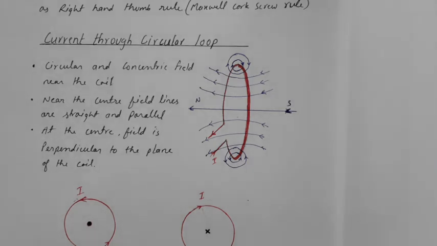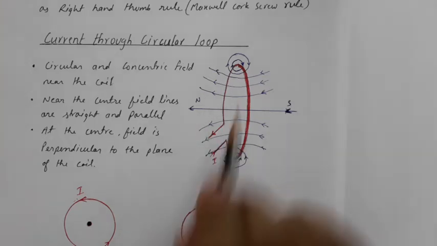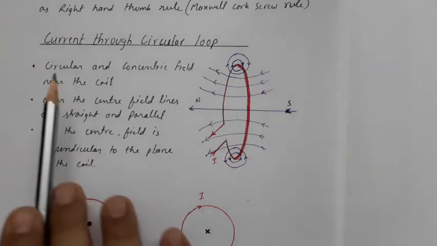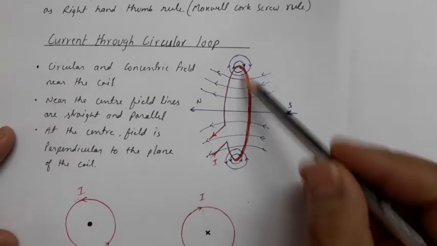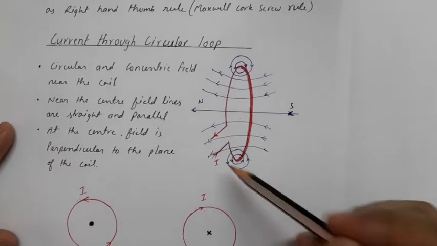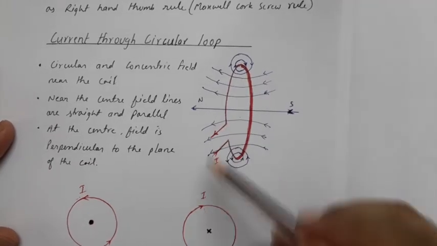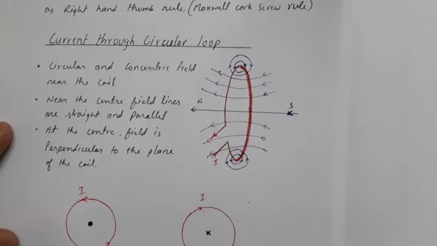Now the third point is current through a circular loop. In the previous point, we covered how the magnetic field lines are represented around a straight current carrying wire. Now if the conductor is drawn into a loop, if we convert it into a loop, then how can we know the direction of magnetic field? First of all we will cover some points. Circular and concentric field. This is the diagram of a circular loop in which the current is moving from here and coming out from here. So this is the diagram.